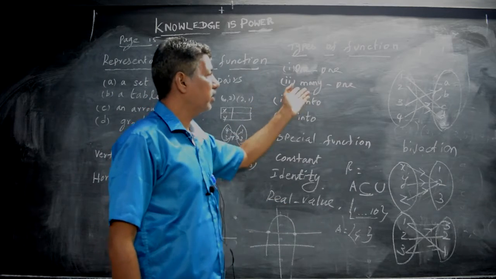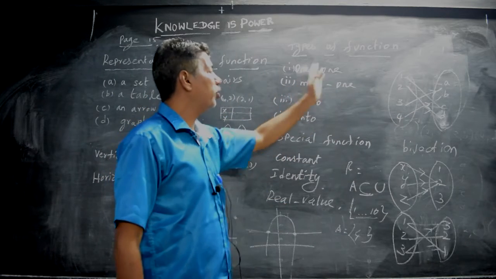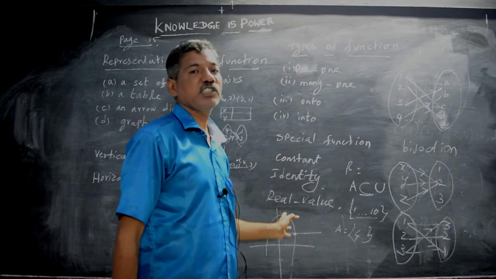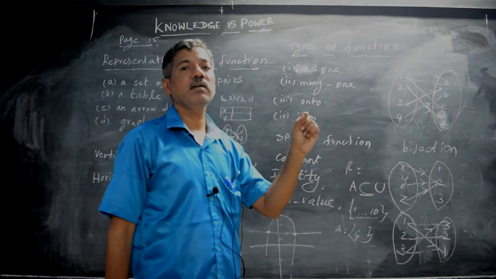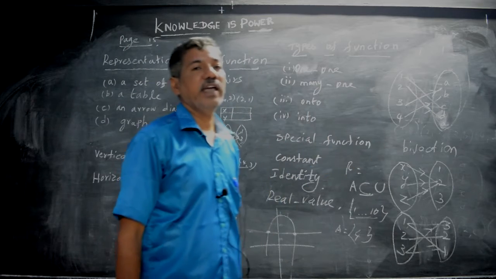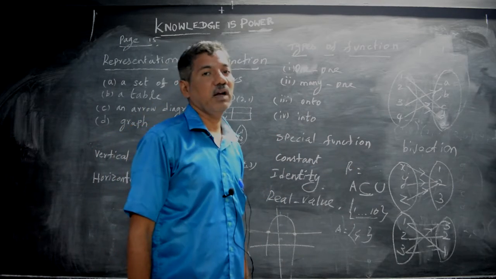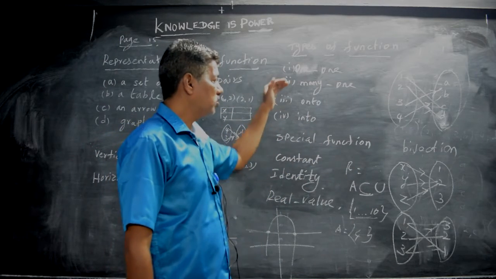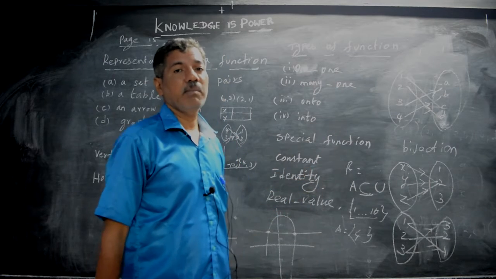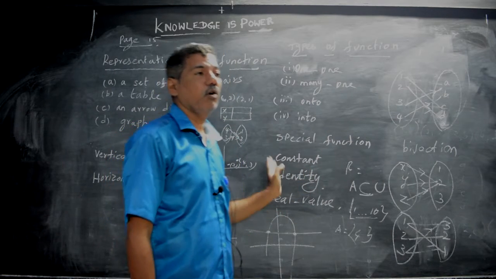For one to one function, you have to give one example. Many to one function, onto function, into function, whatever definition is asked, you have to write one or two lines based on that. Then you have to give some examples. They will be asked in 2 marks, not in 5 marks. But based on this, you have to proceed to certain example sums and exercise sums following.